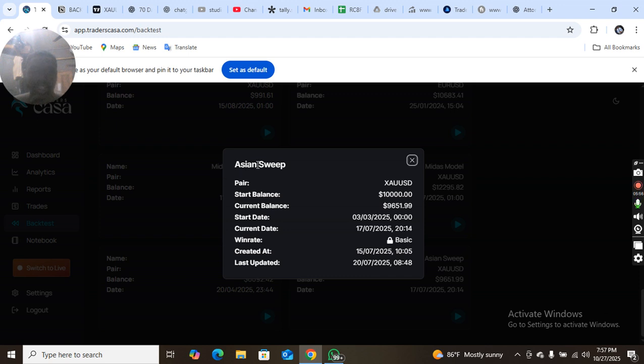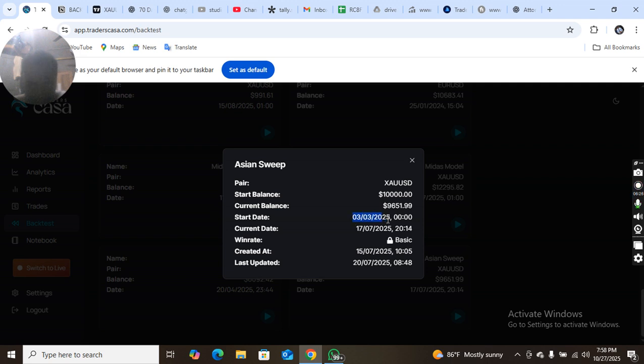So you can see the Asian sweep, right here. So this is the Asian sweep. Which pair? It is the SOL USD pair. I started with about $10,000 on the simulated account. I created this on the 15th of July 2025. So that's when I created it.